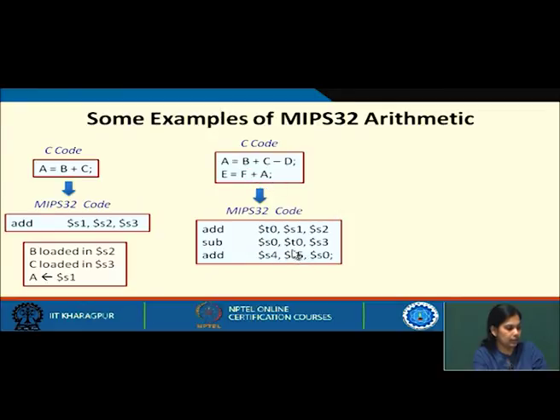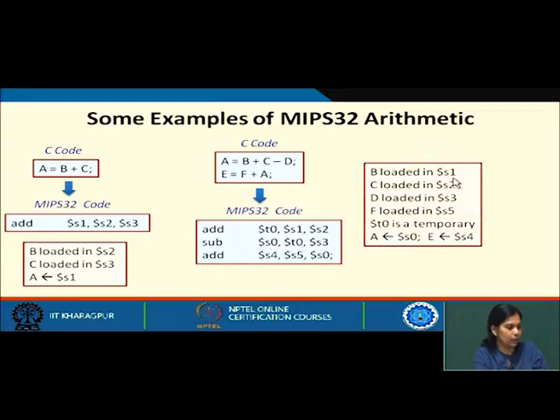F is loaded in S5 and E is in S0. So, B is loaded in S1, C is loaded in S2, D is loaded in S3 and F is loaded in S5, and finally, once we compute, the result is stored in S4, and S4 should be stored to E. So, from S4 we have to move it to E, and partially this result should be stored in A. So, we store the result S0 in A.